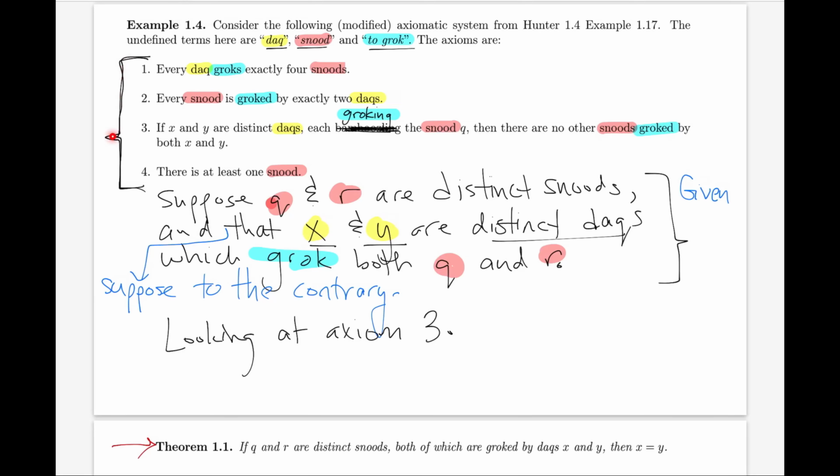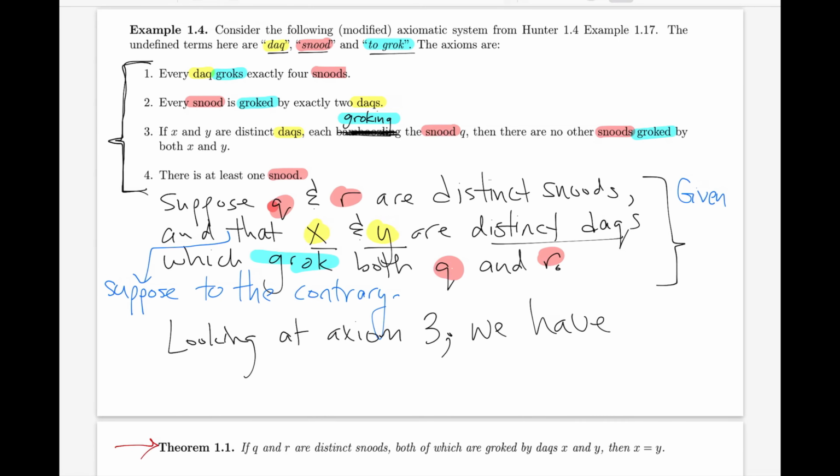And since these axioms are what we're supposing to be true no matter what, that means that I've got a contradiction. Axiom 3 is telling us that Q and R actually have to be the same thing. But by what we're supposing, Q and R are not the same. And so that leads us to a contradiction, which means that we have actually finished the proof of this claim, of this theorem.